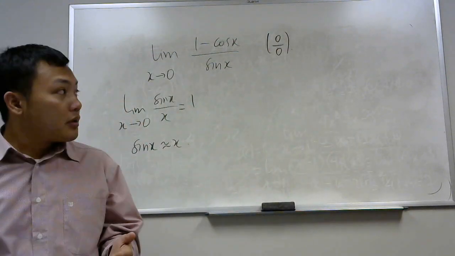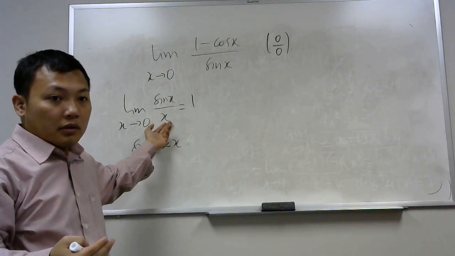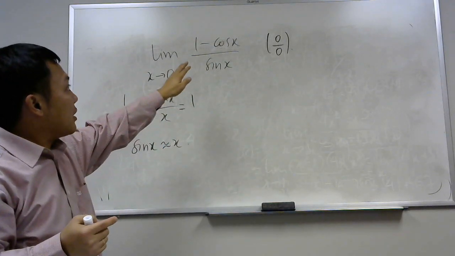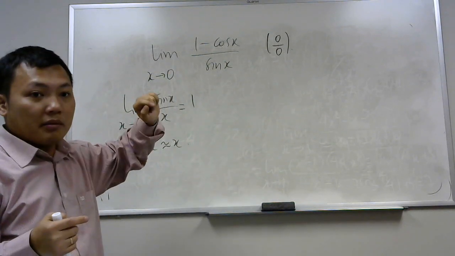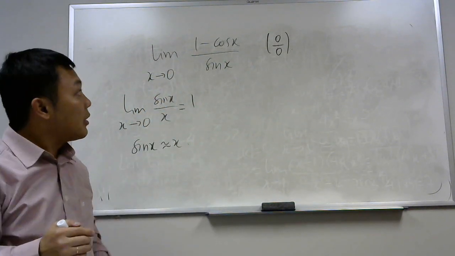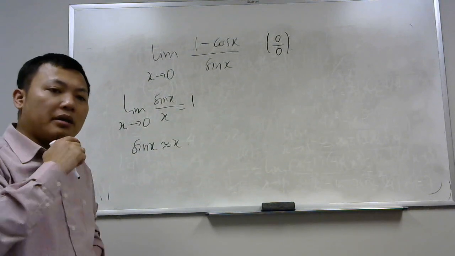There's no way to use this limit directly. But if we change the function on the top a little bit, 1 minus cosine of x, we can find the limit. So what is 1 minus cosine of x?